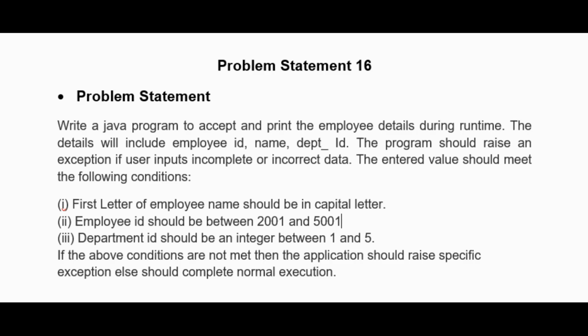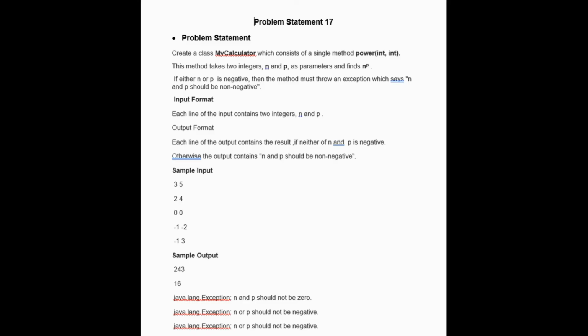So now problem statement number 17. It says create a class myCalculator which consists of a single method power that takes int, int. This method takes two integers, that is n and p, as parameters and finds n to the power p. If either n or p is negative, then the method must throw an exception which says n and p should be non-negative.